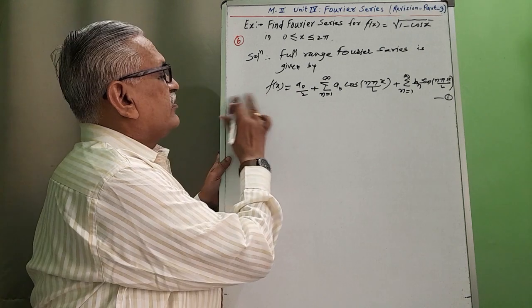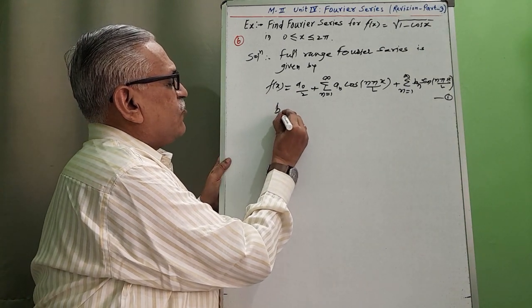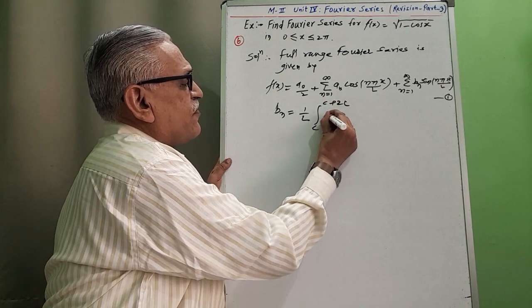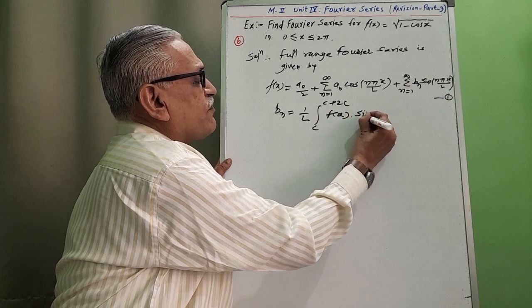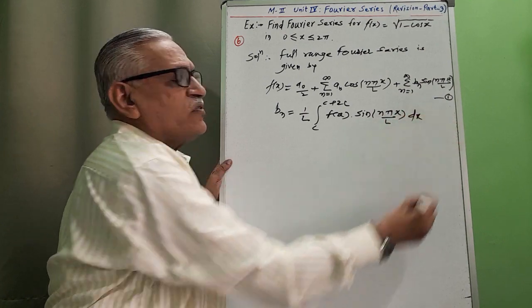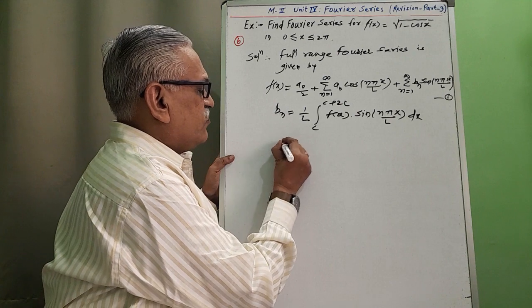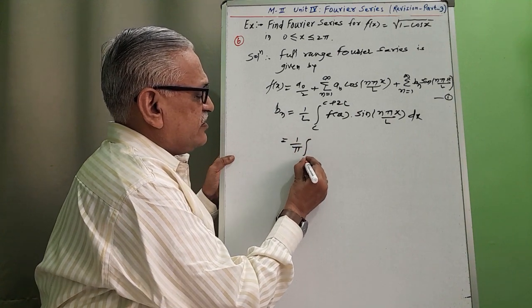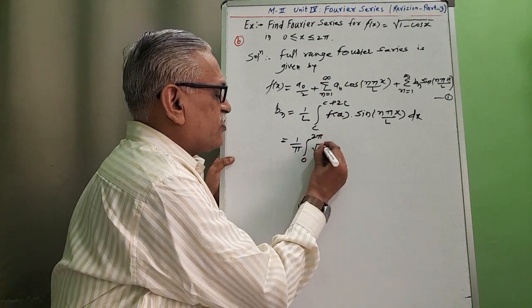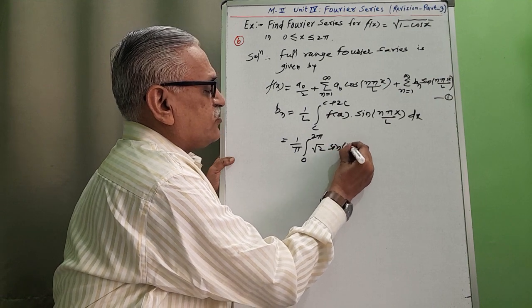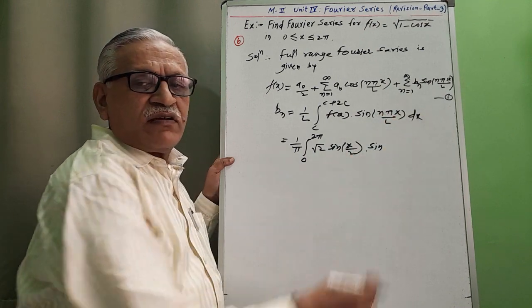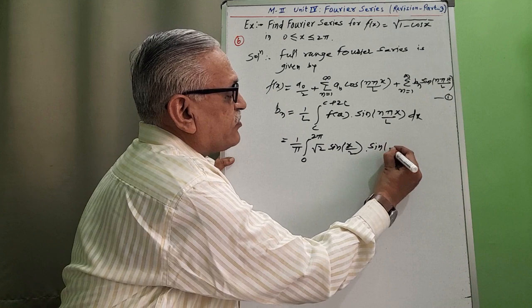Then in the last step, the bn formula is 1 by L integration from c to c plus 2L f of x multiplied by sine of nπx divided by L, and its integration with respect to x. Substituting the values, we get 1 by π, c lower limit is 0, c plus 2L upper limit is 2π, f(x) is square root of 2 into sine of x by 2, multiplied by sine of nπx by π. π gets cancelled, we get sine of nx only.